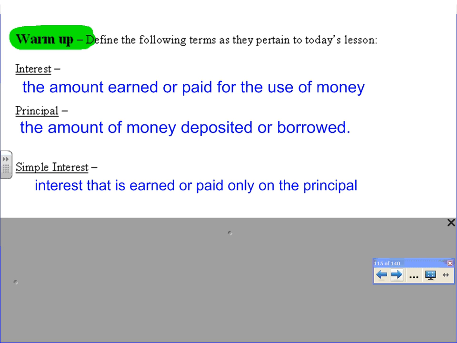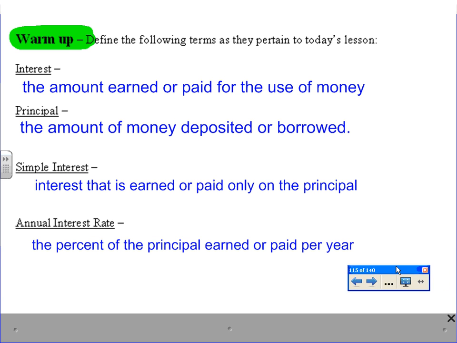Simple interest: interest that is earned or paid only on the principal. That's very, very basic. Tomorrow we'll talk about something called compound interest, which is interest that is not just paid on the principal. And then annual interest rate is the percent of the principal earned or paid each year.